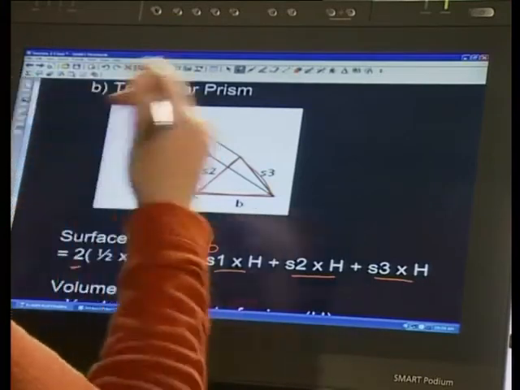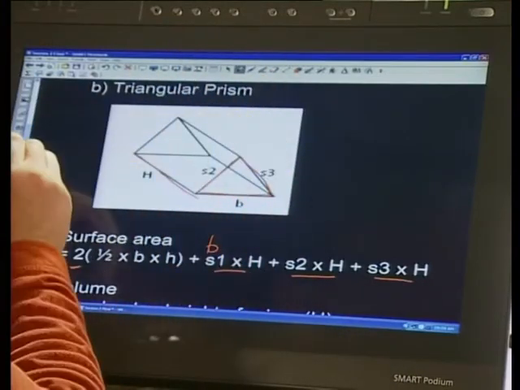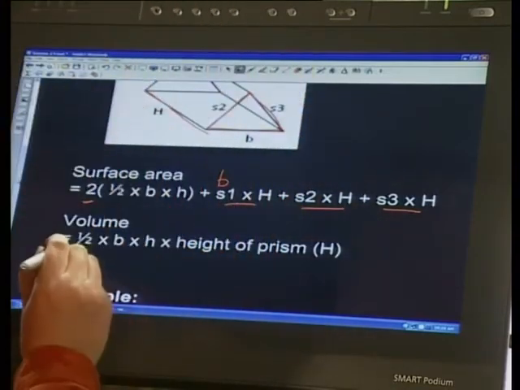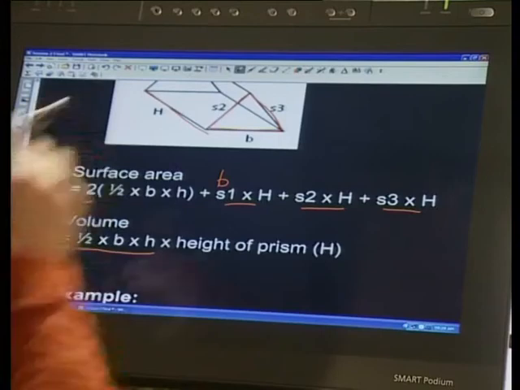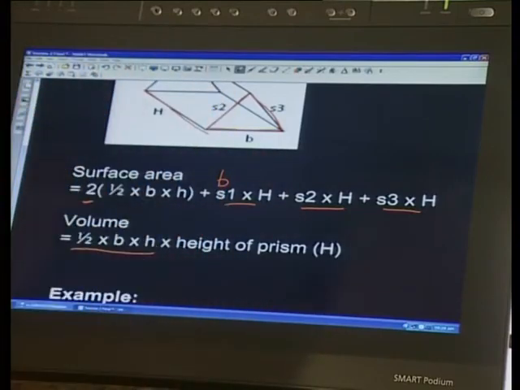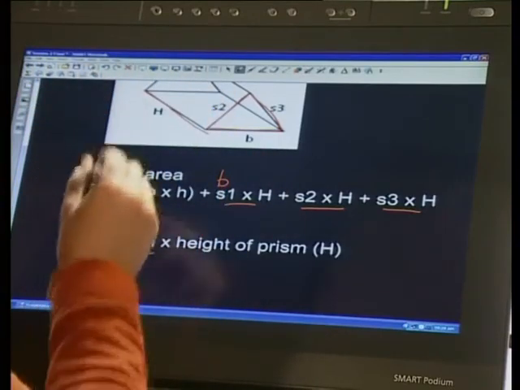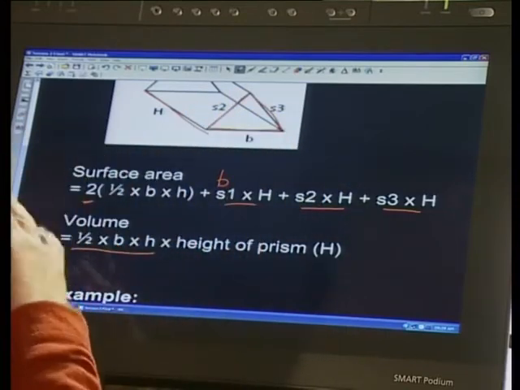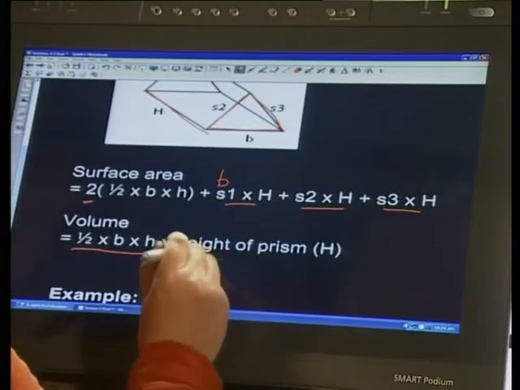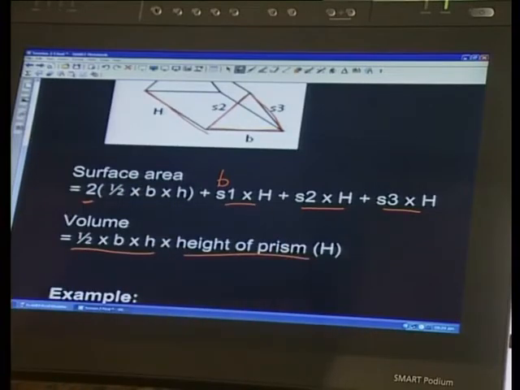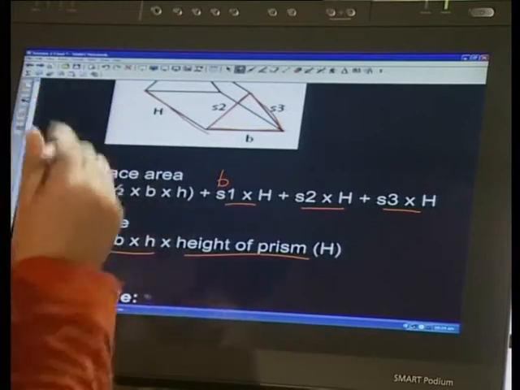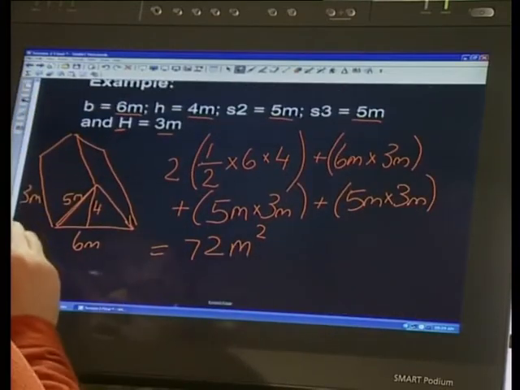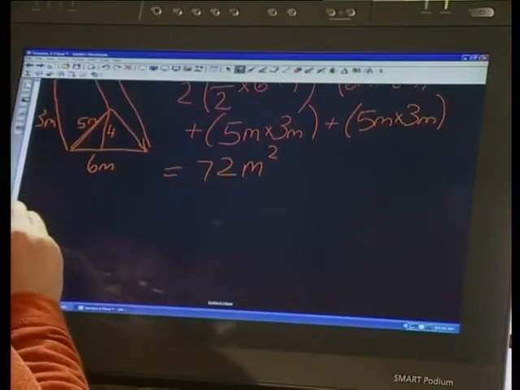So my common side, what is the formula for the common side? It is my area of my triangle. There you can see in the volume formula that's the area of a triangle. So I'm going to be dealing with half the base times the perpendicular height of the triangle, and then I'm going to multiply it by the height of the prism, and that will give you the volume. So let's go back and do an example using the same formula we had earlier.